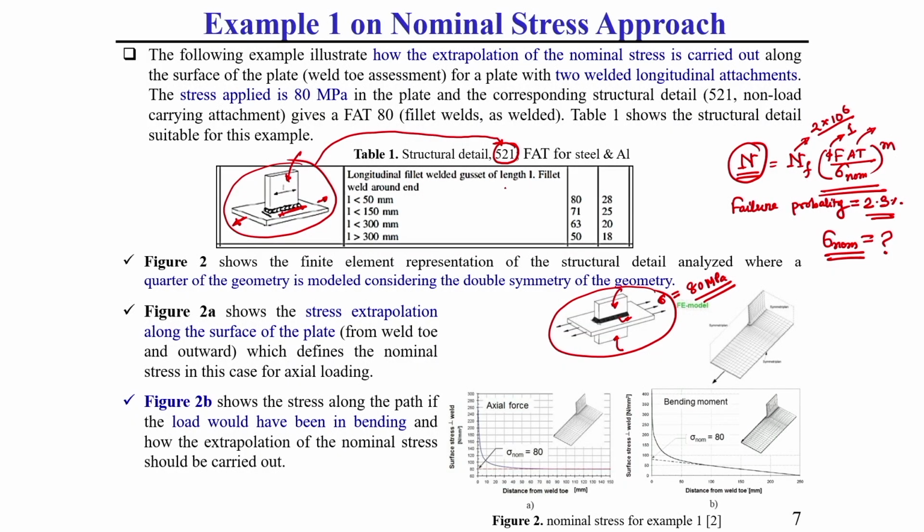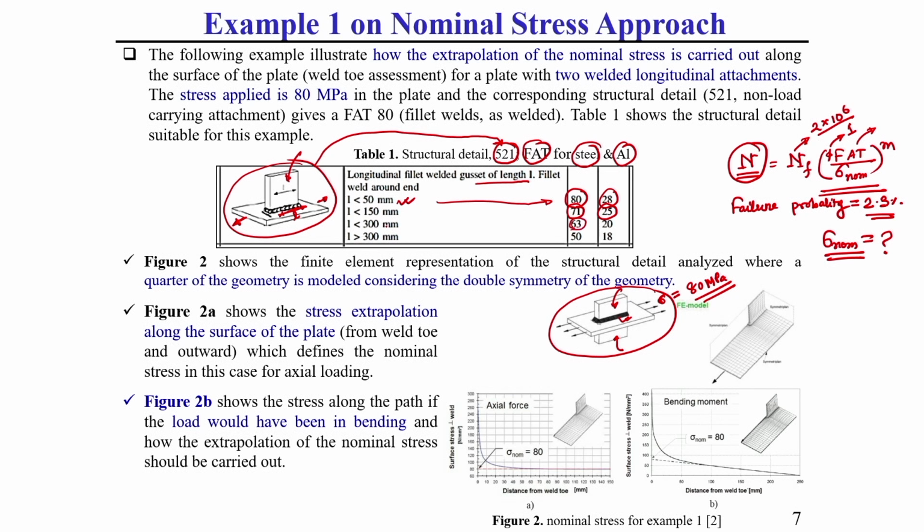So, for a longitudinal fillet welded gusset of length L, the FAT value, that means the fatigue strength value, for steel material and for aluminum material is given here. One thing you should keep in mind: if the length of the weld is less than 50 mm, then it has a FAT value of 80 MPa for steel and 28 for aluminum. Similarly, if it is less than 150 mm, then it is 71 MPa and 25 MPa for aluminum.